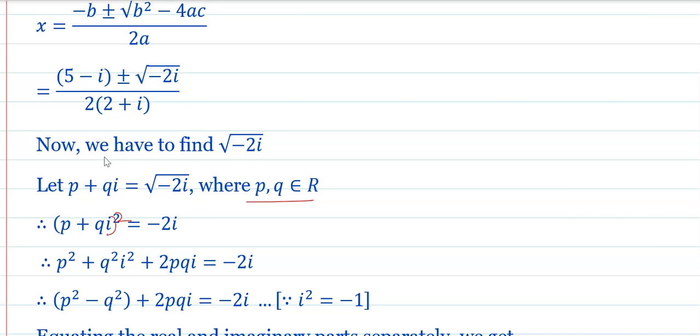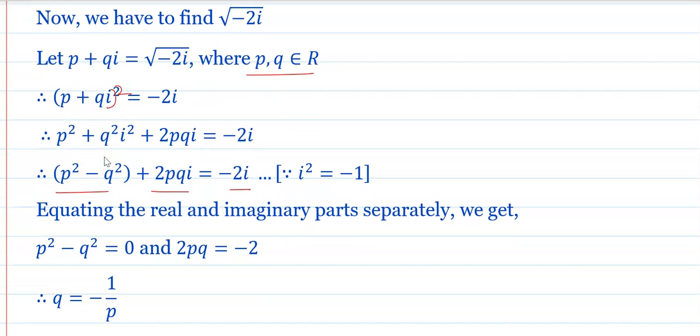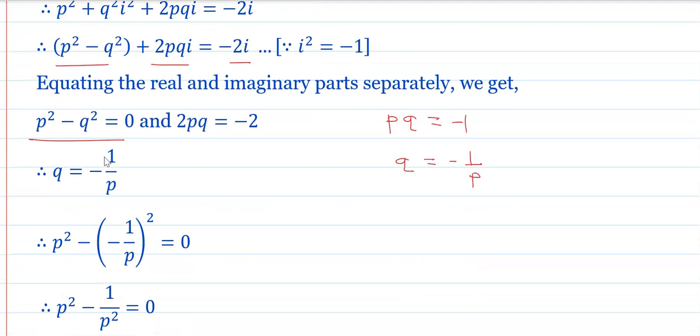Expanding this: p² + q²i² + 2pqi = −2i. I² means minus 1, so p² − q² + 2pqi = −2i. Equating the real and imaginary parts, p² − q² = 0. This is the first one. 2pqi = −2i, 2 gets cancelled, you will get pq = −1. Therefore, q = −1/p.